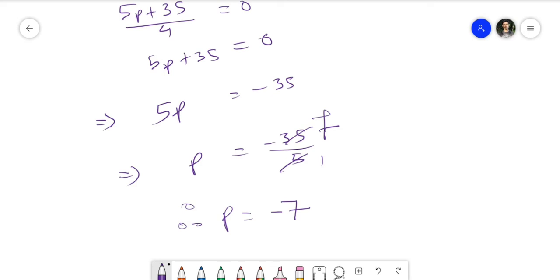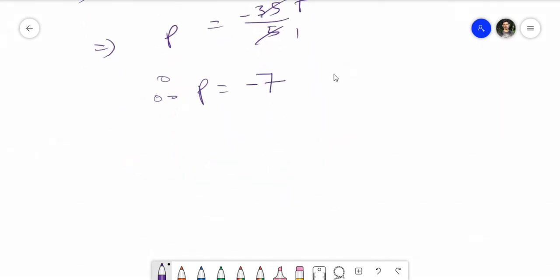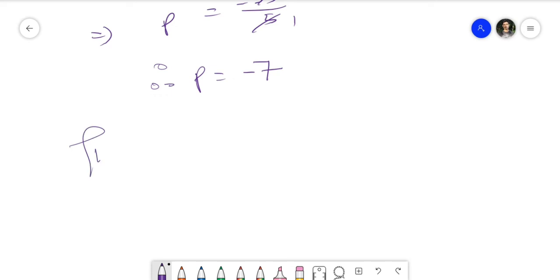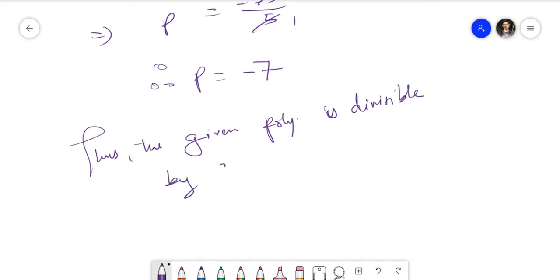So you can say thus the given polynomial is divisible by 2 minus x, because same question was there, if p is equal to minus 7. So you see, we got the value, and if p value is minus 7, then only we can divide it. If the p value is 2, 4 or other number, then we cannot divide it.